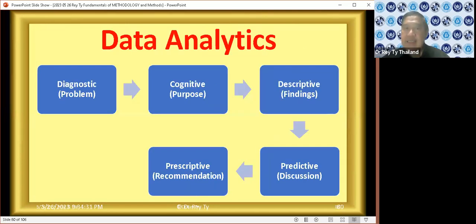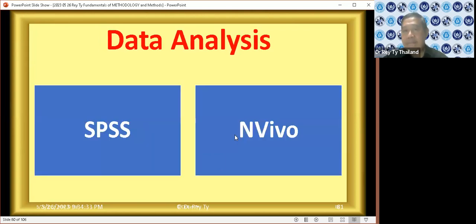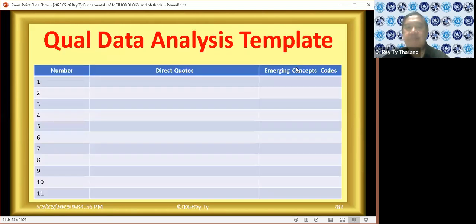To do data analysis, diagnostic, what's the problem? Cognitive, or what is the purpose? Findings, the descriptive, predictive. It's in the discussion of your paper, what could happen, especially if it's quantitative, and prescription, especially qualitative, you recommend certain things should be done, okay? For statistics, SPSS, for qualitative, NVivo, we'll do that.